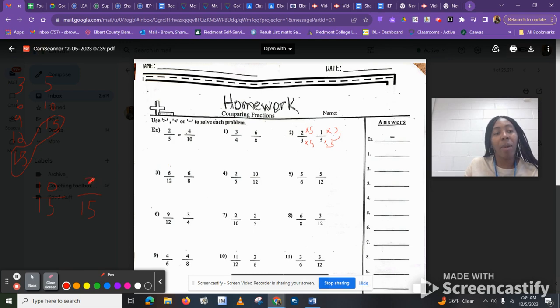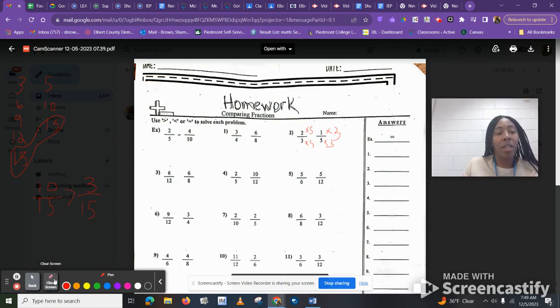So now I have both my denominators the same. It's easy to compare my fractions. So I know that 10 fifteenths is greater than 3 fifteenths because 10 is bigger than 3. I'm sorry, I turned my sign the wrong way. So my greater than sign needs to be facing this way because 10 fifteenths is greater than 3 fifteenths.